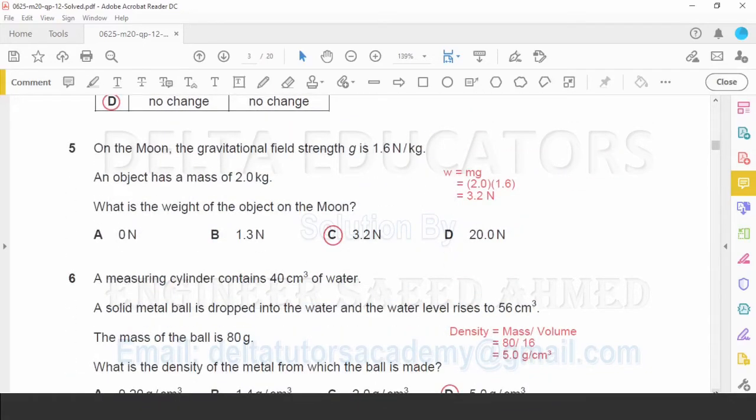Question number 5. On the moon, the gravitational field strength g is 1.6 Newton per kg. An object has a mass of 2 kg. What is the weight of the object on the moon? Weight is given as m into g, where m is for mass, g is for gravitational field strength. Here mass is given 2 kg, gravitational field strength is given 1.6. So we have to multiply 2 by 1.6 and we will get the answer 3.2 Newton. 3.2 Newton is given in option C. So here correct option, option C.